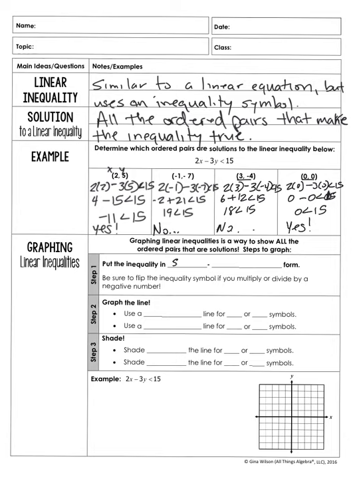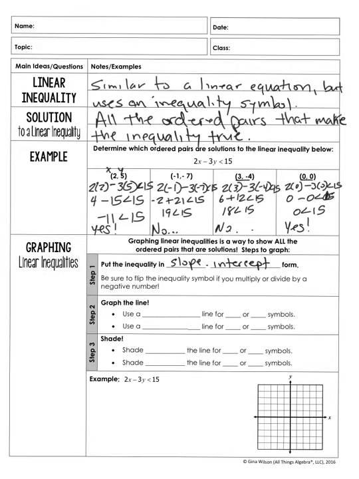Put the inequality in slope-intercept form. Be sure to flip the inequality symbol if you multiply or divide by a negative number. This was a lesson from solving inequalities that we had in Unit 2. So don't forget, if you ever multiply or divide both sides of an inequality by a negative, you have to flip the inequality symbol.